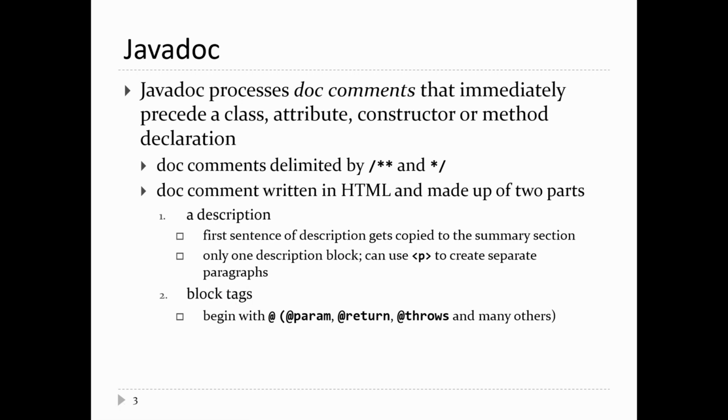After the description of the thing, some things have block tags. Anything that begins with an @ is called a block tag. Constructors and methods, for example, have block tags called @param, @return, and @throws. @param describes a parameter. @return describes the return value. @throws describes what exceptions might be thrown from the method or constructor.